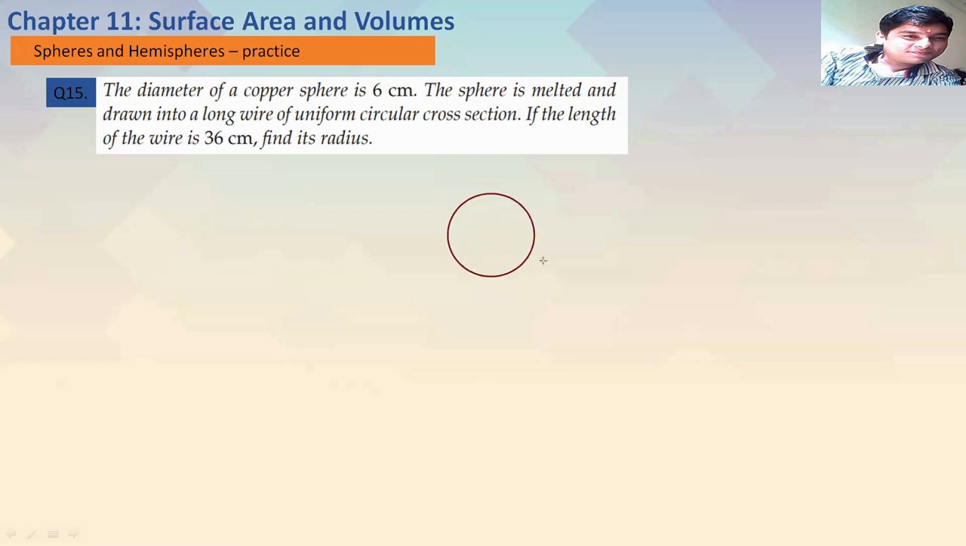So we have a sphere which is being drawn into what? Which is being drawn into? The diameter of a copper sphere is 6.3. The sphere is melted and drawn into a long wire of uniform circular cross section. So this is being drawn into a wire.